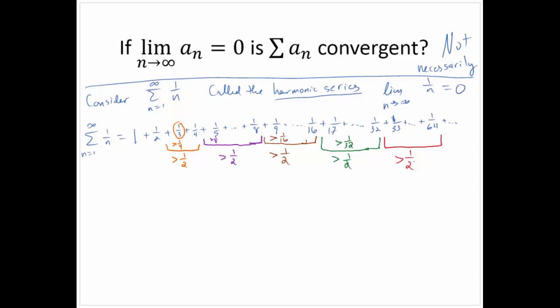And so what happens is, if we consider certain partial sums, we see that these partial sums keep getting greater and greater. They do not approach any specific number. And so what we can say is this series diverges, since each one of those partial sums ends up getting larger and larger, not approaching any specific value.